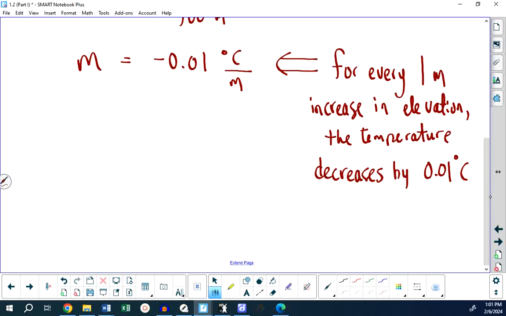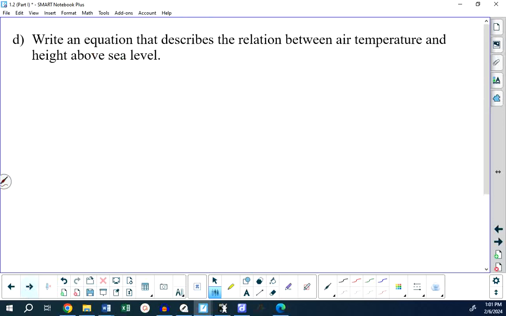All right, we're getting there. And the interpretation of your slope there is found just by looking at the units, right? Negative 0.01 degrees Celsius per meter. You go up by a meter, you go down by 0.01 degrees Celsius. What's an equation that describes the relationship between the temperature and the elevation? So I'm going to ask you, just see if you can figure it out.